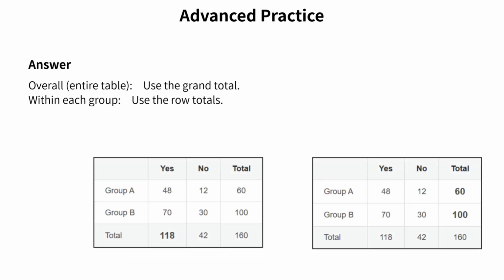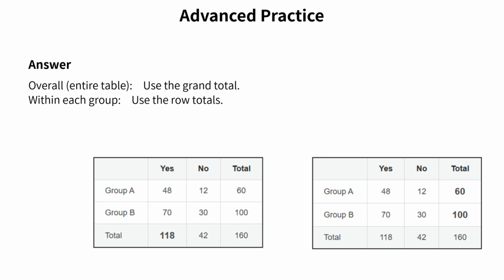Alright, let's carefully go through the answer to the advanced practice. This problem asks two different questions using the same data, and the key idea is that each question uses a different denominator. Let's start with the first part, the overall yes rate. When we look at the entire table, we are treating everyone as one group. That means we use the grand total as the denominator. In other words, we compare the total number of yes responses to the total number of observations in the table. This gives us the overall yes rate.